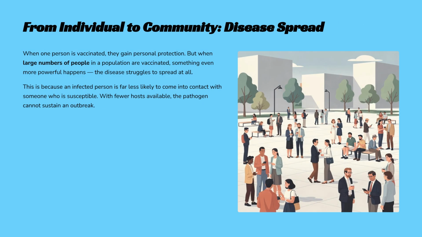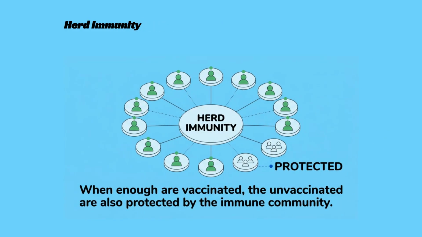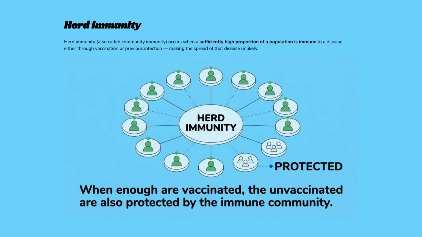When one person is vaccinated, they gain protection. But when large numbers in a population are vaccinated, it becomes difficult for a disease to spread, as infected individuals are less likely to encounter a susceptible host. This concept is known as herd immunity, or community immunity. It occurs when a sufficiently high proportion of the population is immune to a disease, making widespread outbreaks unlikely.